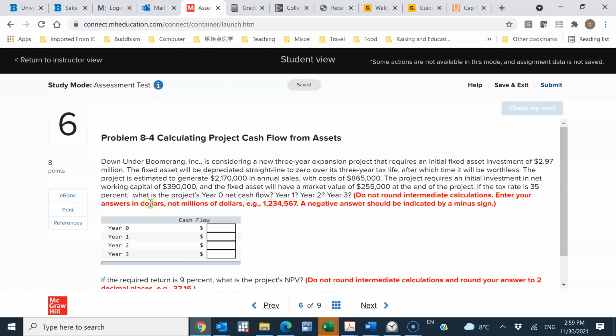The question is asking what is the project's year 0 net cash flow, year 1, year 2, and year 3. Check the rounding requirement again: do not round intermediate calculations. That's another benefit of using Excel because it automatically meets this rounding requirement. And the negative answer should be indicated by a minus sign. If we find the free cash flow of a given year to be negative, then we should put a negative sign in front of that cash flow.